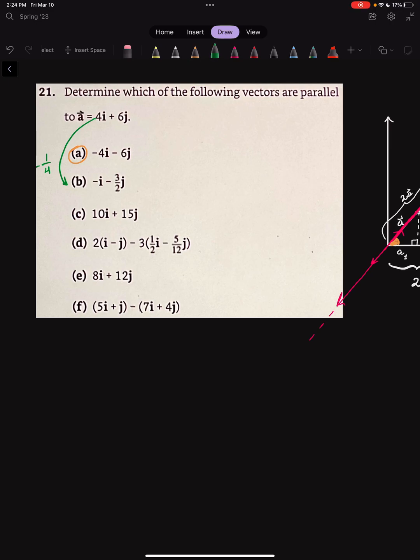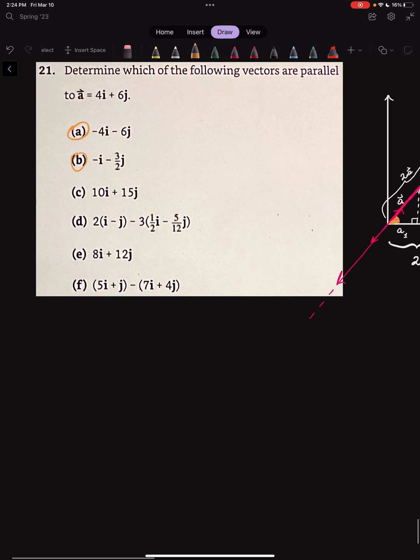Well, if I multiply by negative 1 over 4 to the 6, do I get 3 halves? Well, let's see. Negative 1 over 4 times 6, that's the same thing as 3 and 2, negative 3 halves. Indeed, I do. And so I know that this one is also a parallel vector to our original vector. So we got these two.